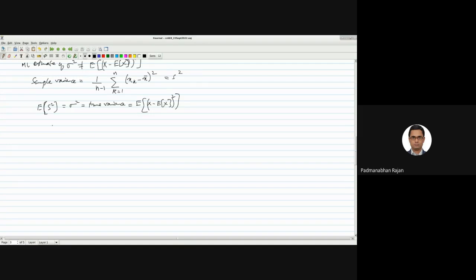Now we can quickly touch upon the ML estimate for the multivariate case. That means there is a mu and there is a sigma, both unknown. So we follow the same procedure.